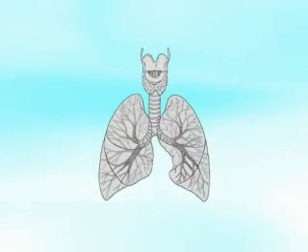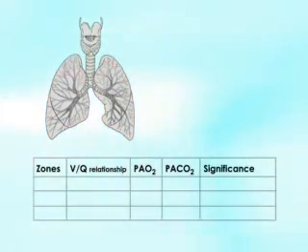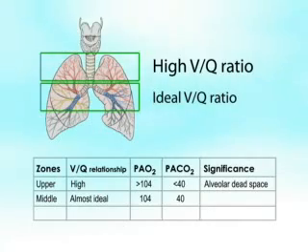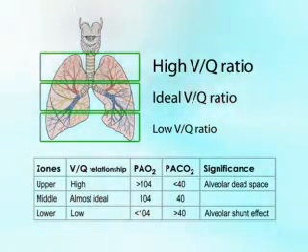In summary, due to the regional differences in an upright lung, VQ relationships are arranged in gradations where the upper lung zones have a high VQ promoting alveolar dead space. The middle lung zones have an ideal VQ and the lower lung zones have a low VQ exhibiting alveolar shunt effect. Due to this, the lower lung zone will have low oxygen and high carbon dioxide tensions, while the upper lung zone will have a high oxygen and low carbon dioxide tensions.